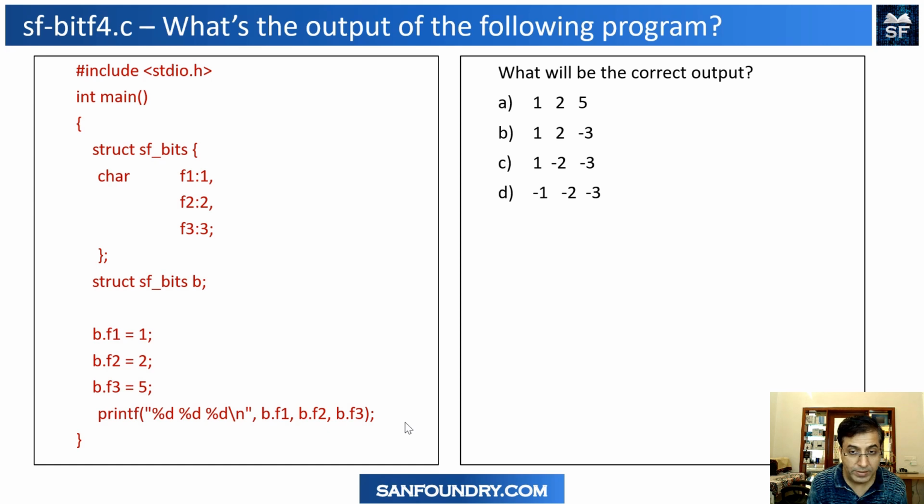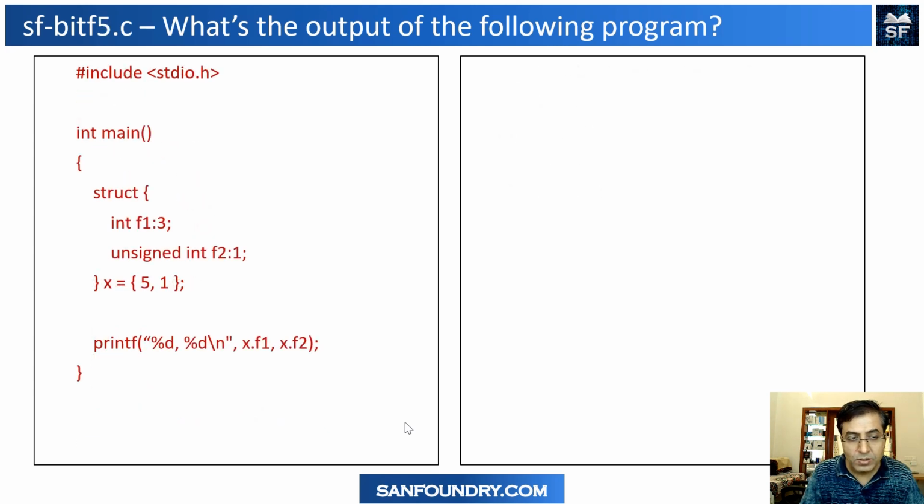The choices are: 1, 2, 5; or 1, 2, minus 3; or 1, minus 2, minus 3; or minus 1, minus 2, minus 3. I'm giving you 4 choices here. We need to understand what the real correct answer is. Some surprising answers can come based on your current understanding of bit fields and representations in memory for signed versus unsigned data types. So we have to really look into this.